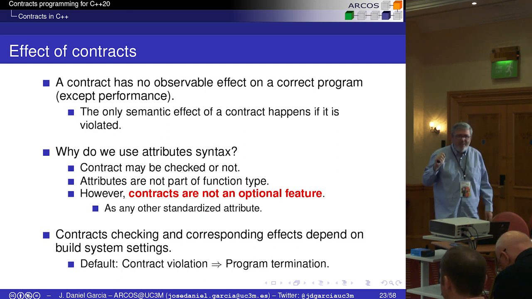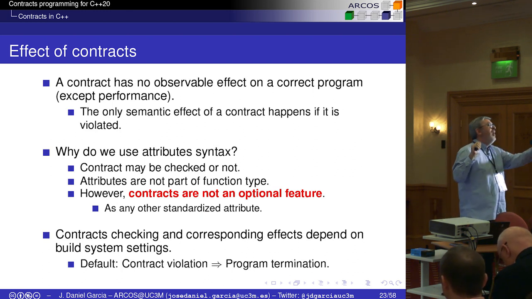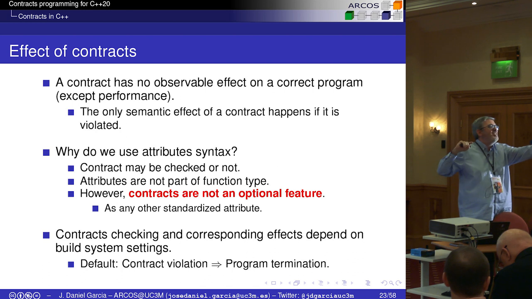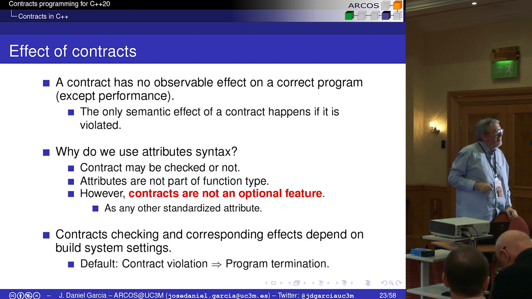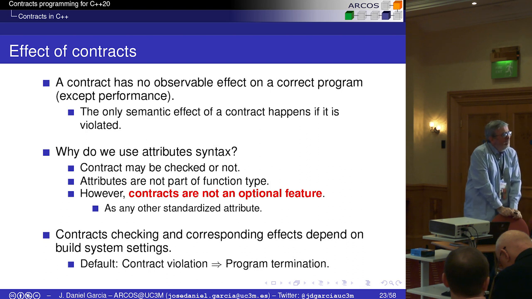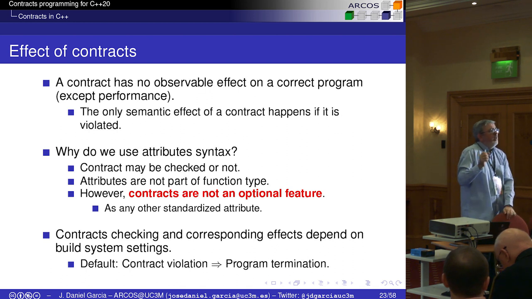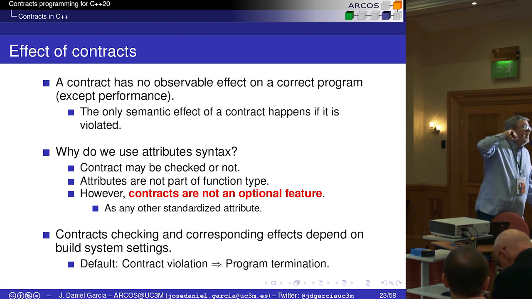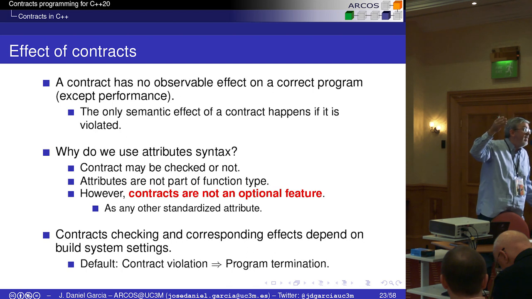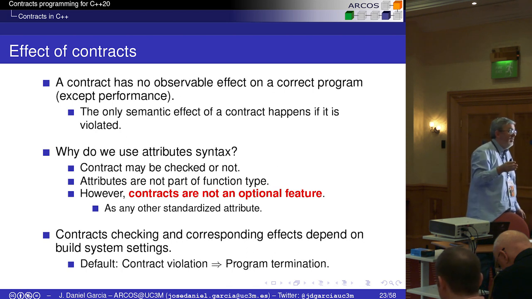Okay. Last question and next slide. If violation of a contract terminates your program, how do you write unit tests to show that your preconditions and your postconditions are correctly intended? I could not hear everything, but if I assume that the question is whether I would like to do something different than just program termination, then you need to wait two slides.